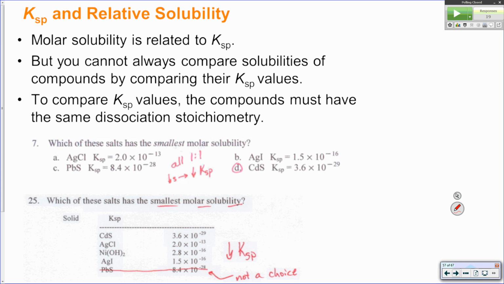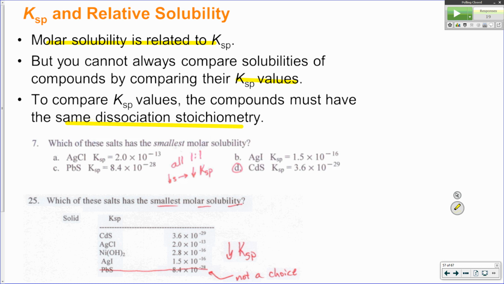So if we look at things about the KSP, the magnitude of the KSP tells us something about the relative solubilities of these compounds. You can't always just look at the KSP values by themselves, because if they don't dissociate at the same stoichiometry, you're taking them to different roots. So if everything is a 1-to-1, then you can look at the one that has the largest KSP and it's going to be the most soluble. And the one with the lowest KSP is the least soluble. But that's only true for things that have the same dissociation stoichiometry.